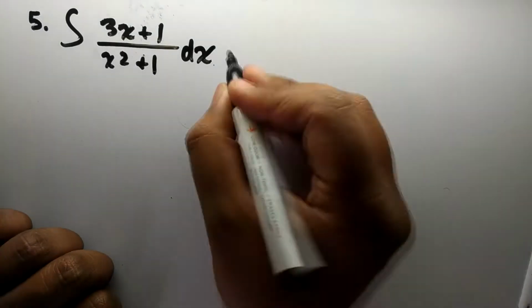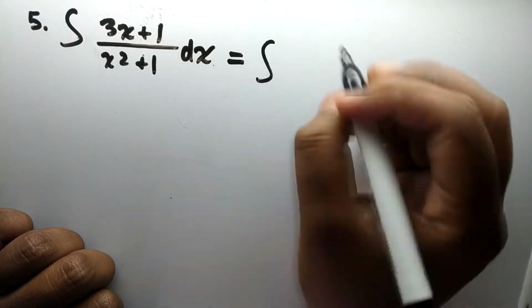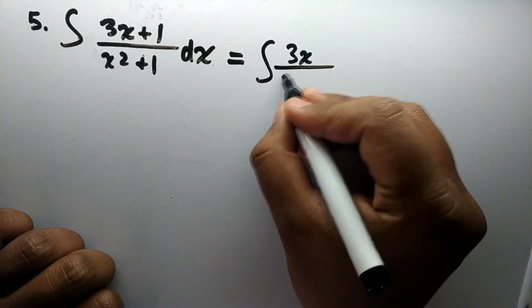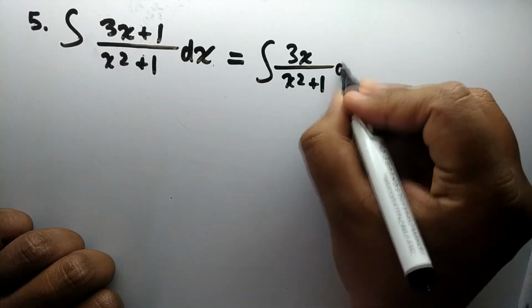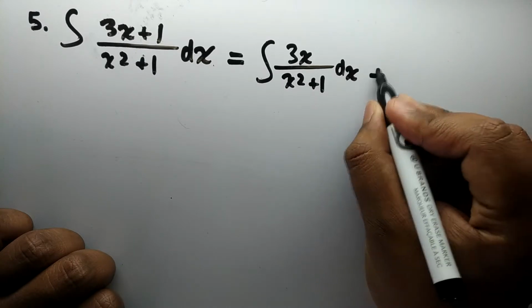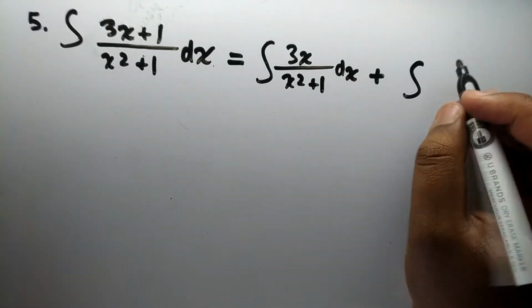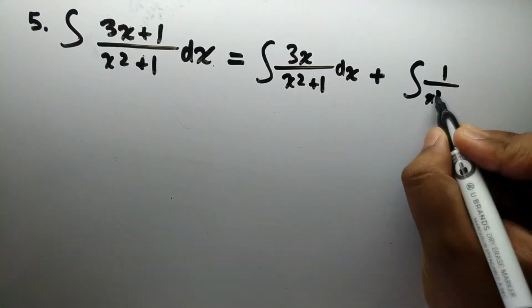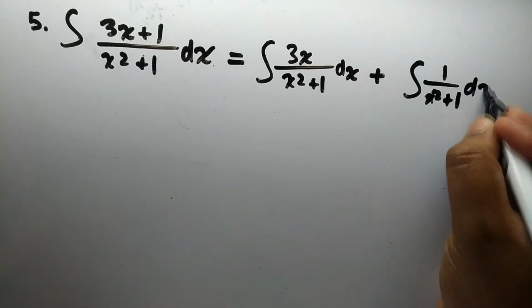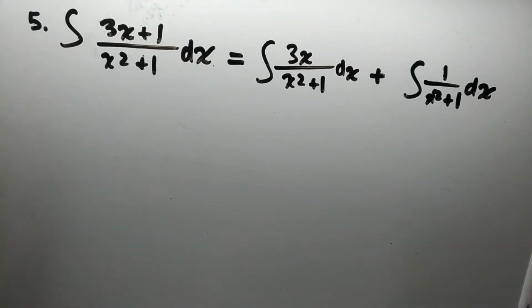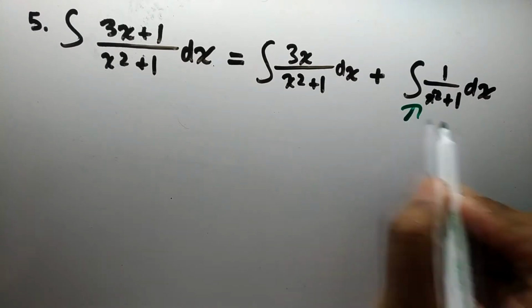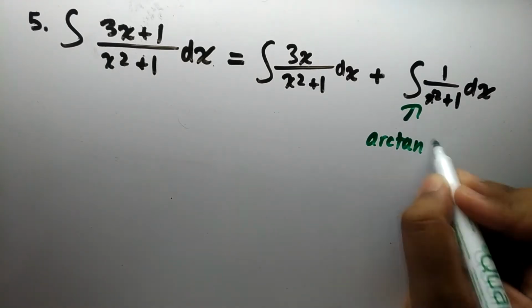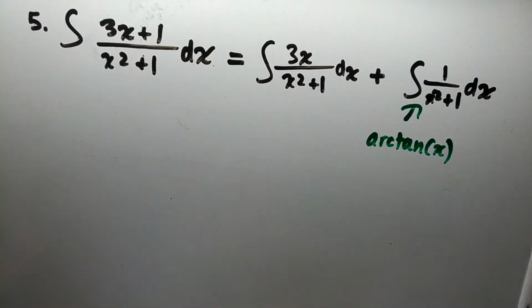So I wanted to cover this common example. To do this one, what I like to do is break up the numerator so that I have 3x over x squared plus 1 and have the other term 1 over x squared plus 1. And what do you notice about 1 over x squared plus 1? Well, that's just the antiderivative of arctan. So we can just keep that on the back of our mind.